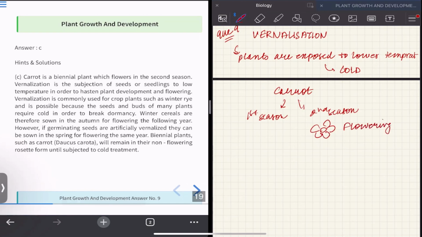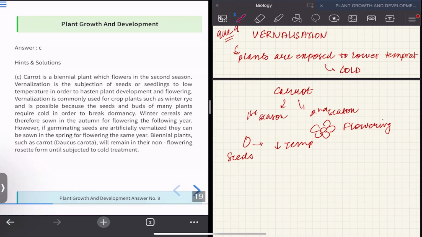So vernalization is the subjection of seeds or seedlings to low temperature in order to hasten the plant development and flowering. So the seeds are exposed to low temperature. Vernalization is commonly used for crop plants such as winter rye and is possible because the seeds and buds of many plants require cold in order to break their dormancy. So winter cereals are sown in autumn for flowering the following year.